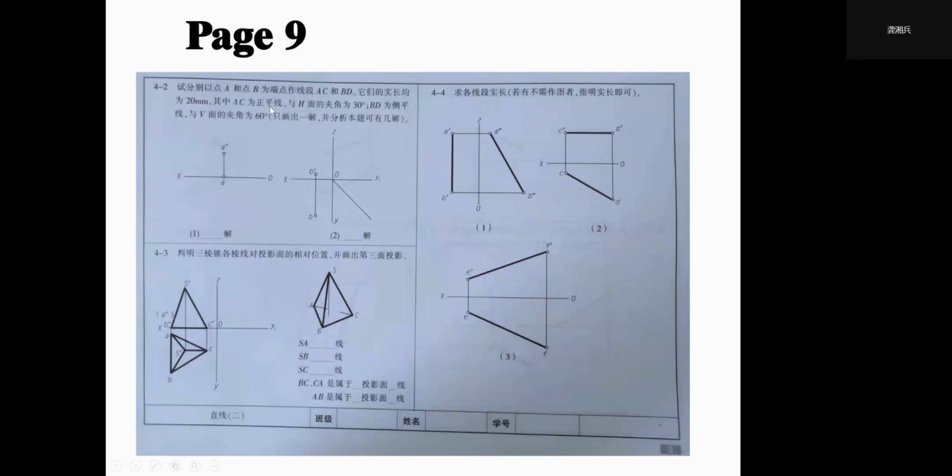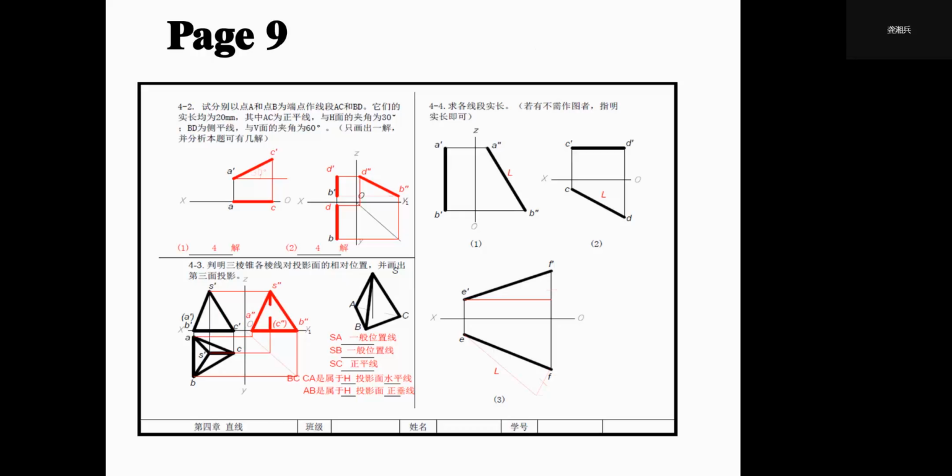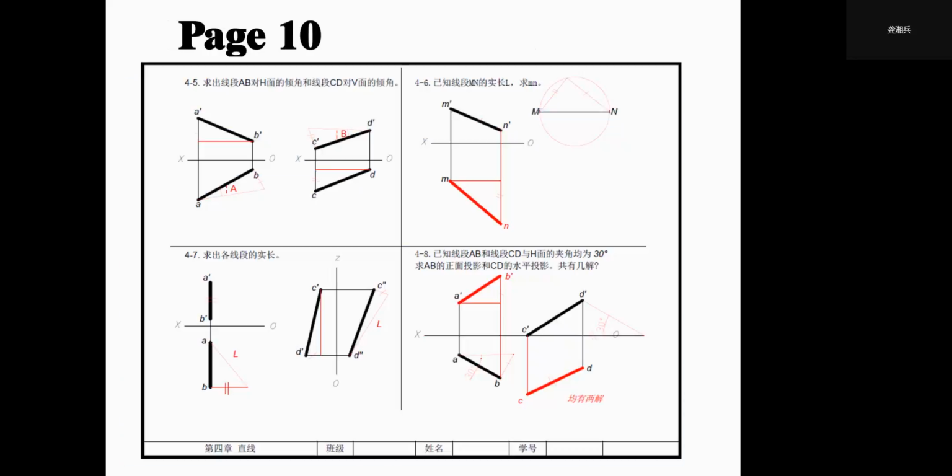But for this one, we find it's not easy to understand. For this question, we go directly to this one. Why does this one have no answer?